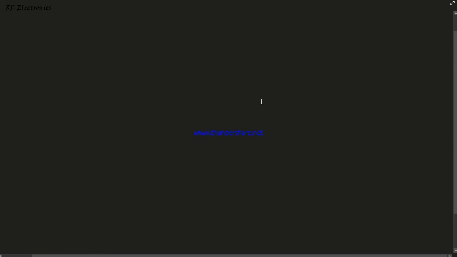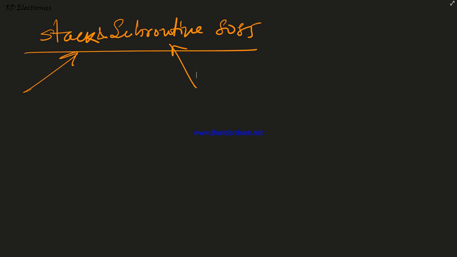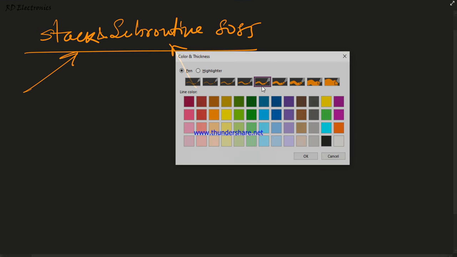Hello everyone. Today we discuss the stack and subroutine concept in the 8085. This is a very important topic. In the first session we discuss the operation of the stack, and in the second session we discuss the subroutine concept. So first of all, what is a stack?